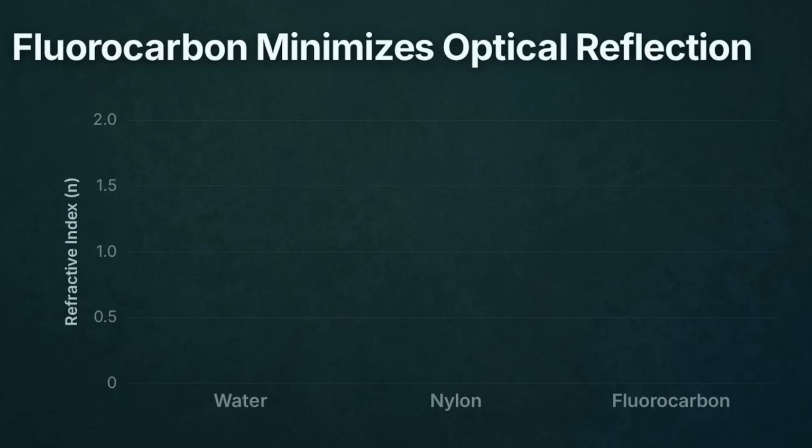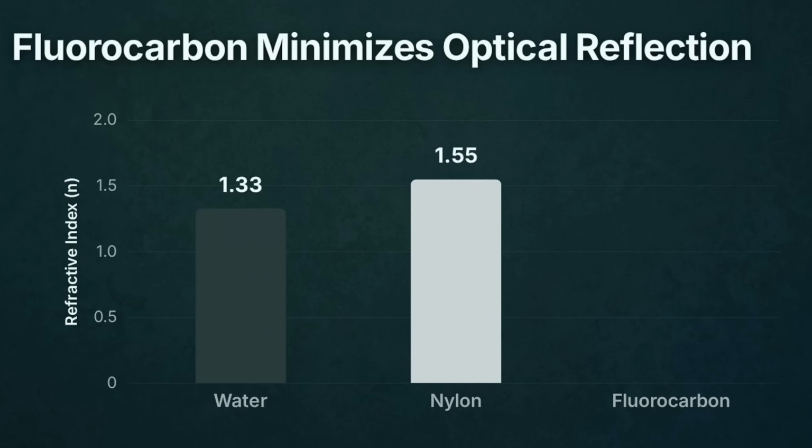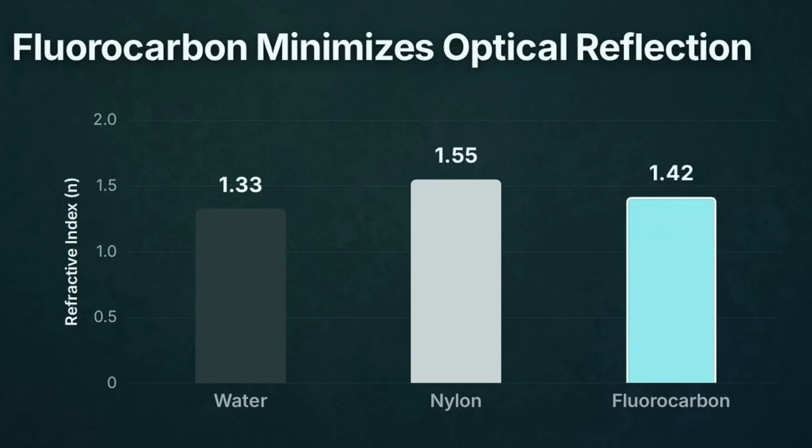Refractive index measures how light changes velocity entering a material. Pure water is 1.33. Nylon sits at 1.55. This difference causes light to reflect sharply, creating a glint. Fluorocarbon changes the math. At 1.42, it's closer to water's baseline, suppressing reflection and appearing dull.